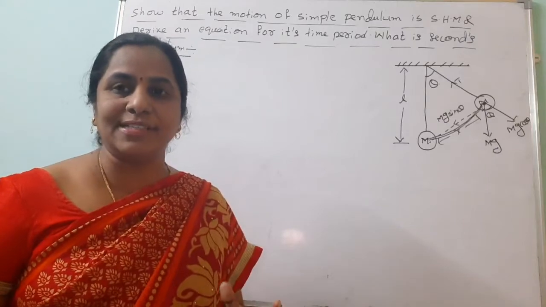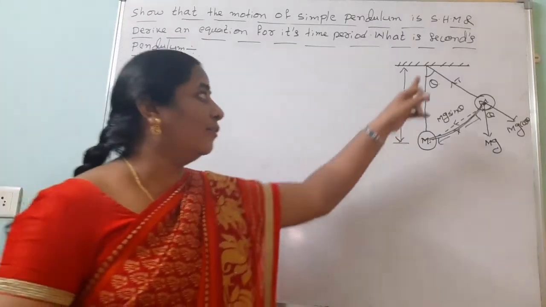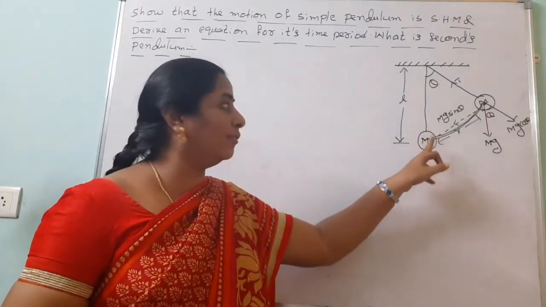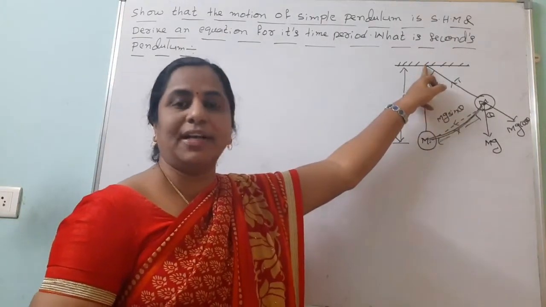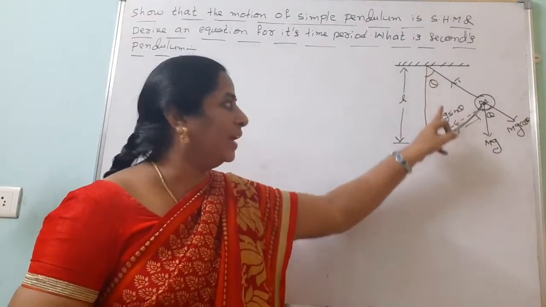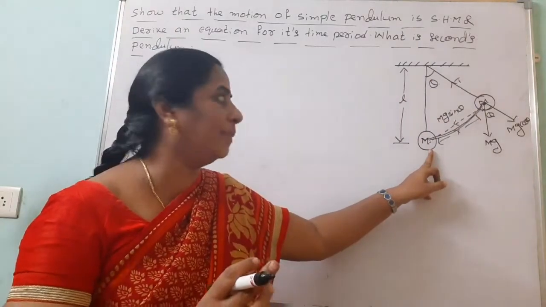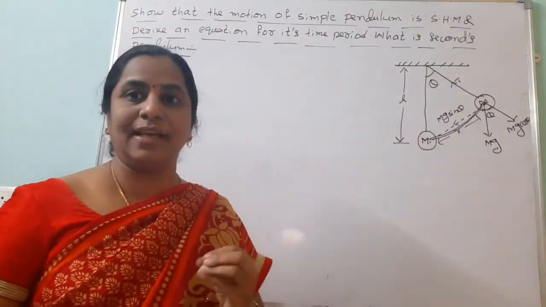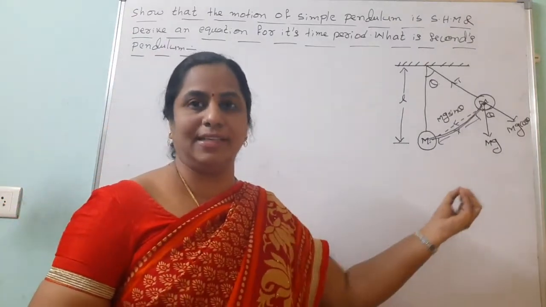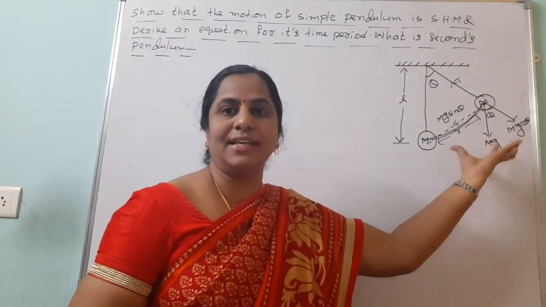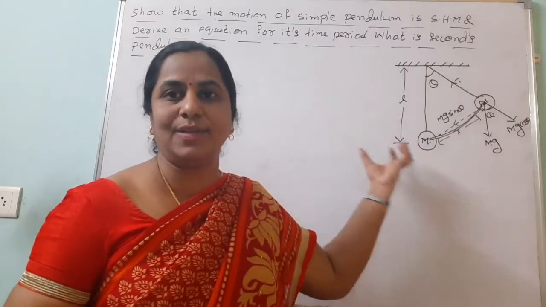First of all, what is a simple pendulum? We are taking one thread. One end we are giving to a rigid support, and at the other end we are attaching a massive body, also called the bob in our lab. That mass is m. Then we are applying a force on this. We just pull it to one side and leave it, then it makes oscillations.